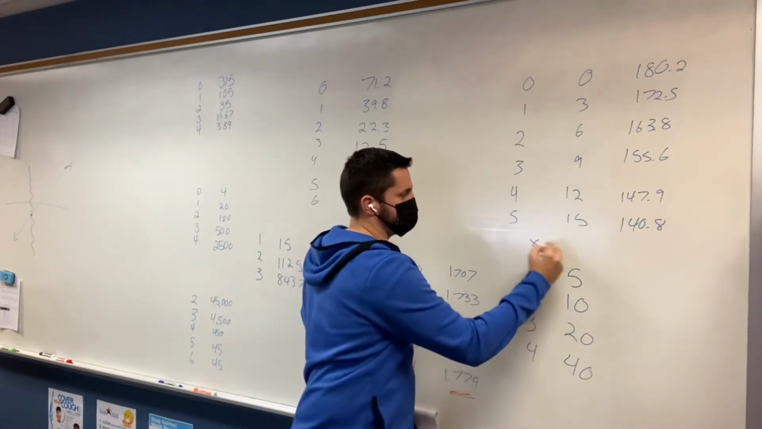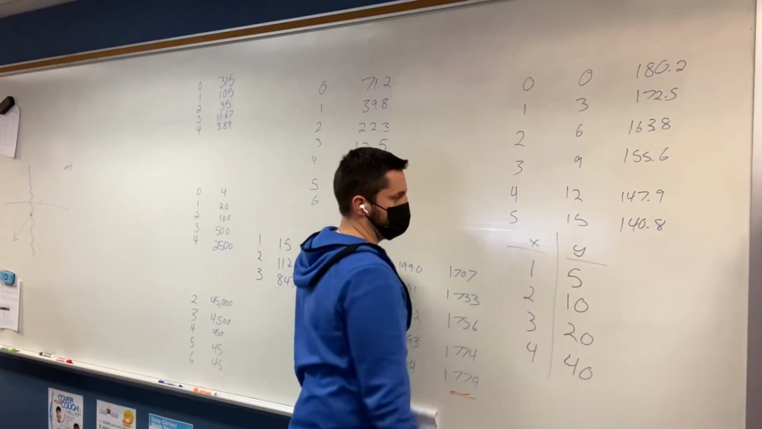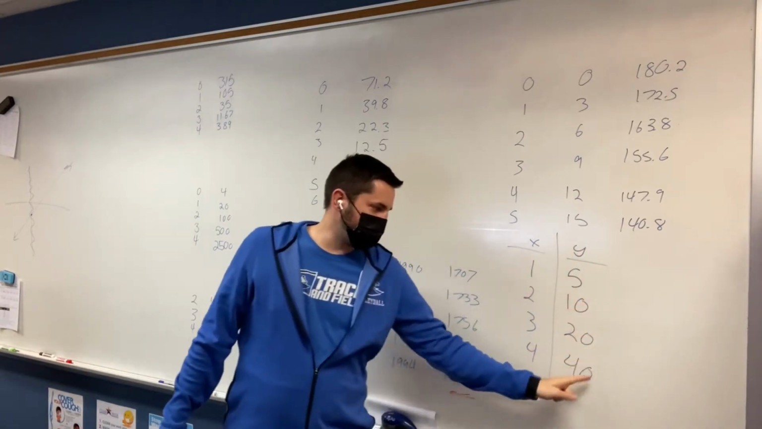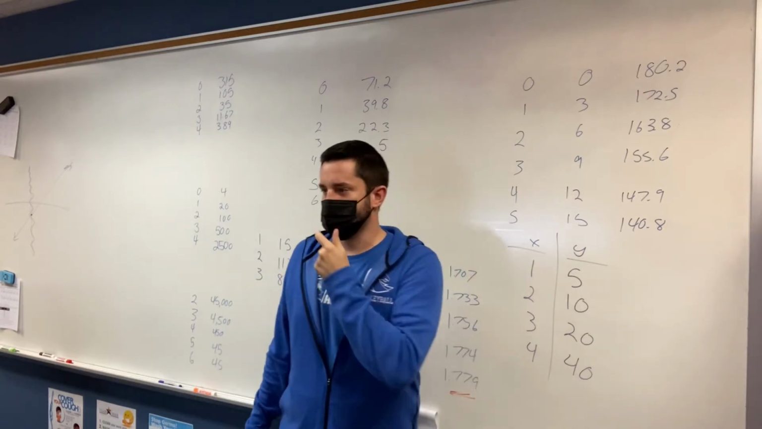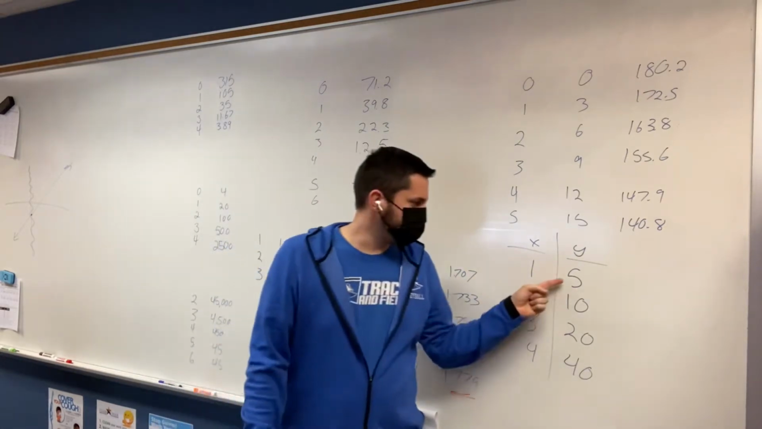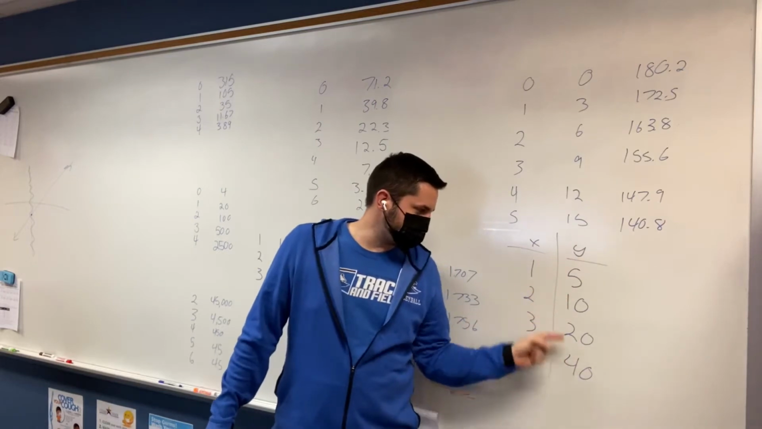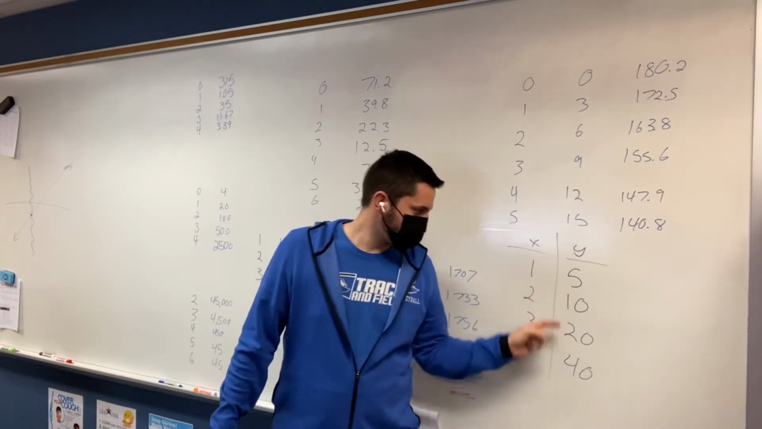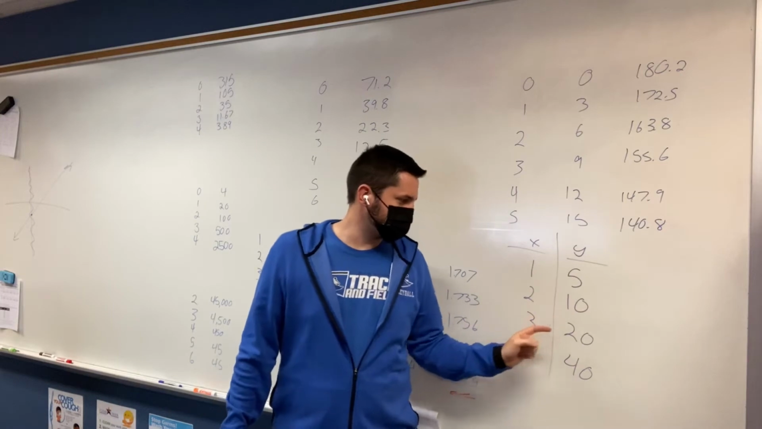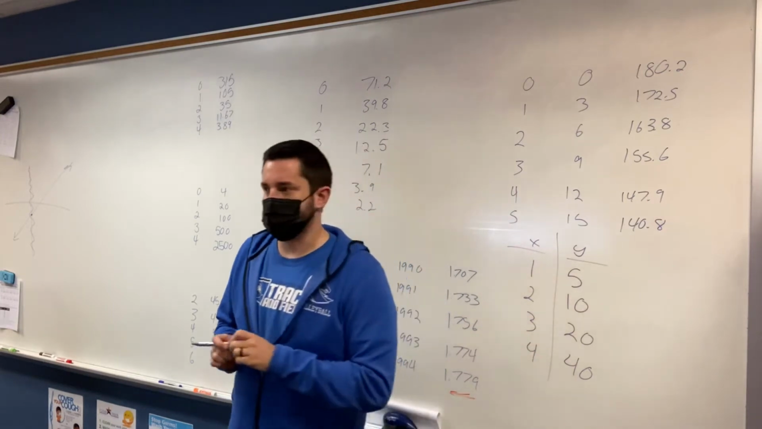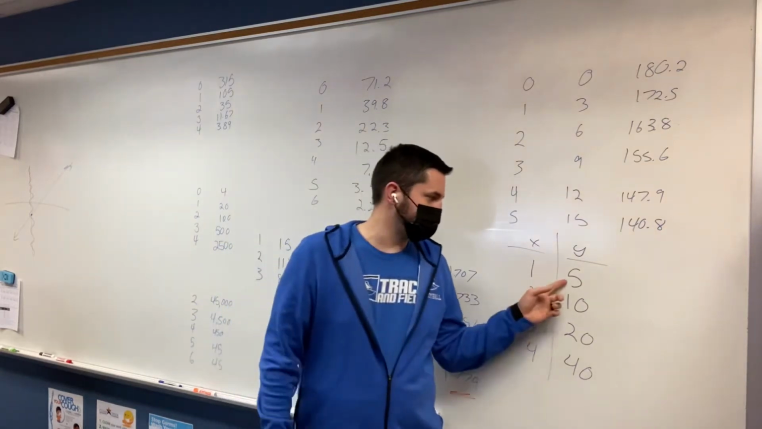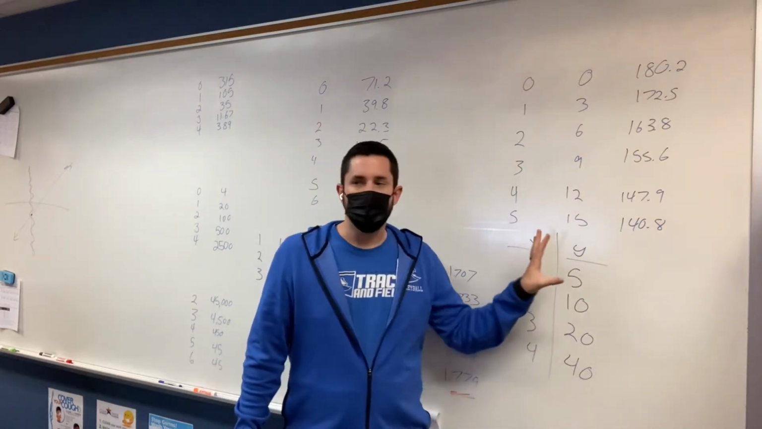So if I have X and Y, I have a little table here. It's 5, 10, 20, 40. You should see right off the bat what is happening between each of these. 5 going to 10, boom, 10 going to 20. What's happening? It's multiplying by 2. So 5 times 2 is 10, 10 times 2 is 20, it's multiplying times 2.